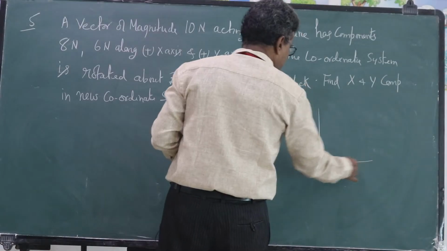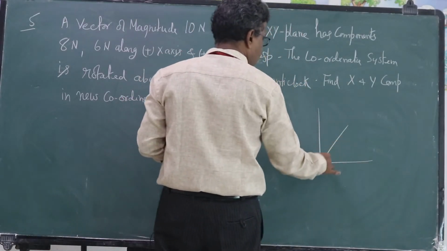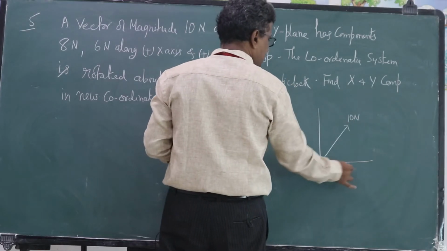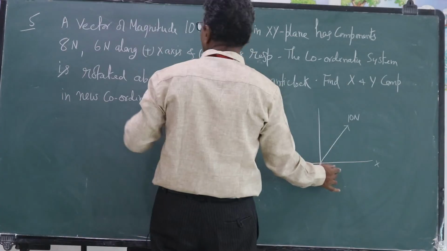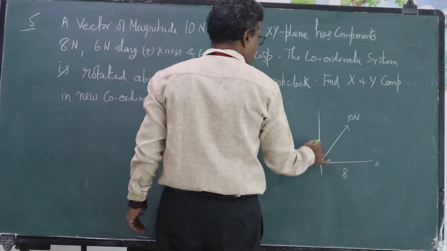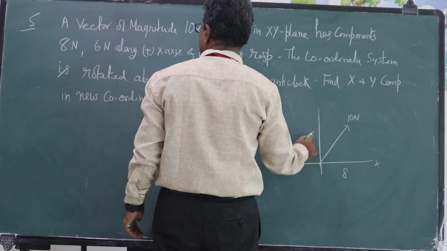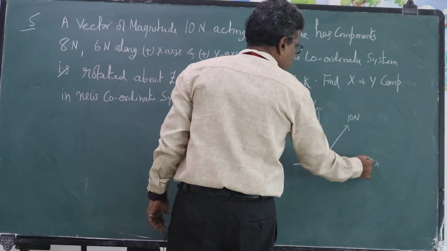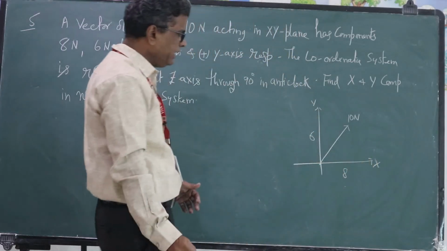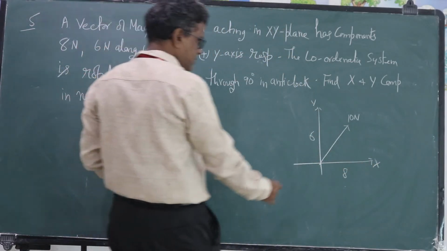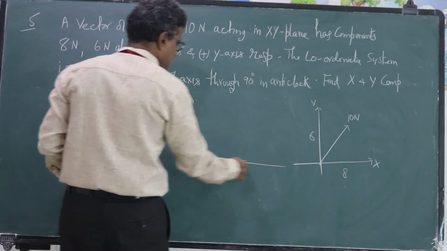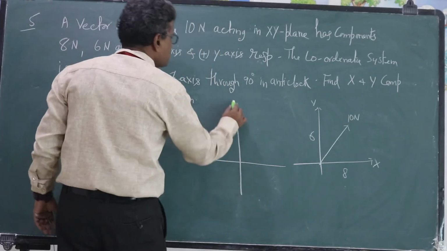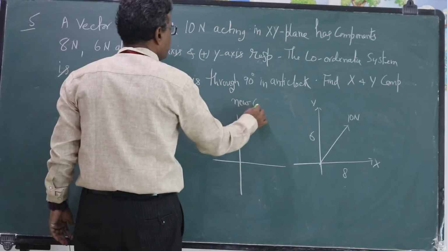So this vector lies in the xy plane and its magnitude is 10 newtons. Let it be a force. Its x component is 8 and its y component is 6. So this is the positive y component. Now this system is rotated through 90 degrees. I will show this diagram once again. This is the new coordinate system after rotating.